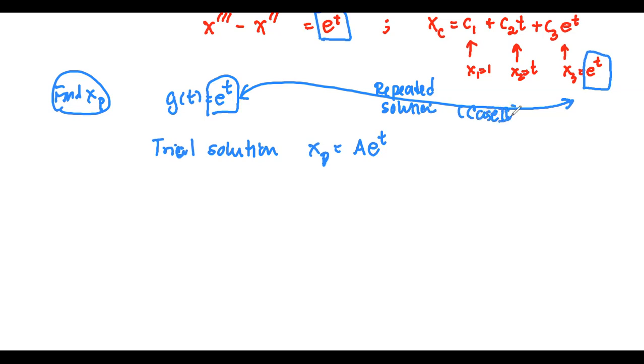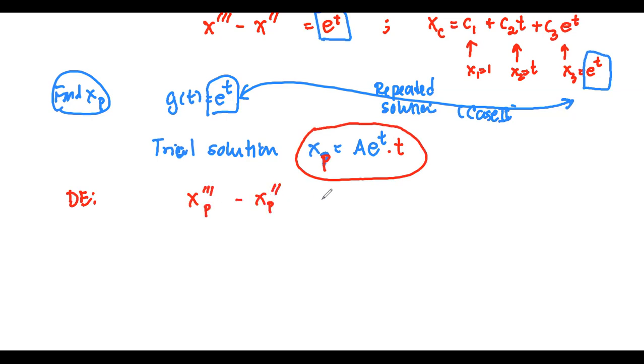So then we have to multiply the trial form of the solution xp by another independent variable t. So now our xp is a times e to the power t times t. And since we claim this is the solution, xp must satisfy the same differential equation, which is xp triple prime minus xp double prime equals e to the power t. So on the side notes here, we're going to find xp prime, xp double prime, xp triple prime.